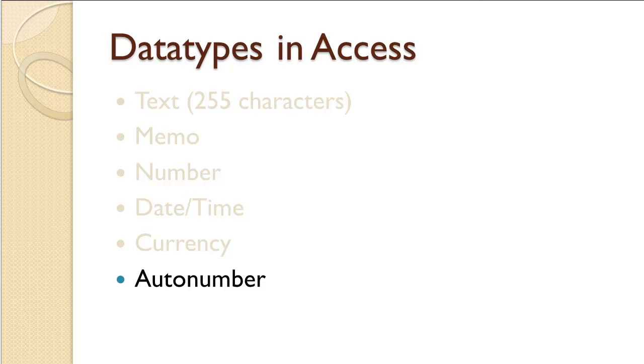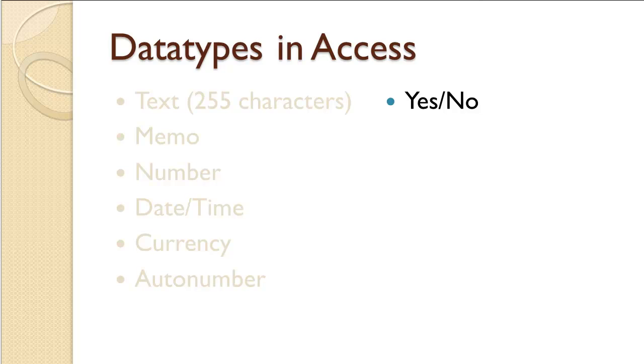Auto number is a field that will automatically increment the number in the field as you add records to the table. So it starts at 1. If I add another record, that will automatically go 2, 3, 4, etc. Now while you're entering information into your database, you cannot enter any information into the auto number field because that's controlled by the computer. The obvious use of auto number is for a primary key field because it will make sure that you don't have the same value in twice.